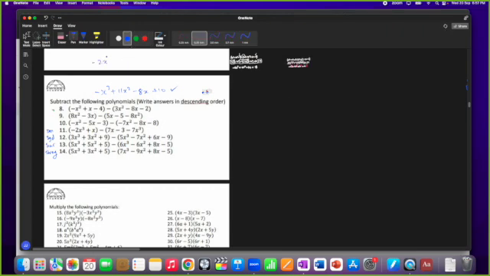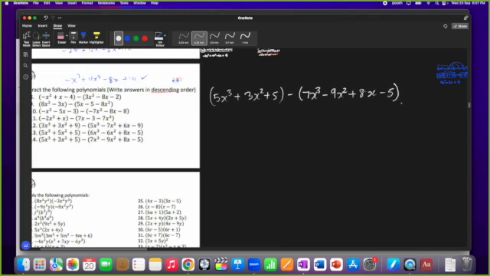2x cubed plus 12x squared minus 8x plus 10. Now, 5x cubed plus 3x squared plus 5 minus 7x cubed minus 9x squared plus 8x minus 5. So I could just remove the brackets. 5x cubed plus 3x squared plus 5. But this minus is going to mess things up. Minus 7x cubed plus 9x squared minus 8x plus 5.